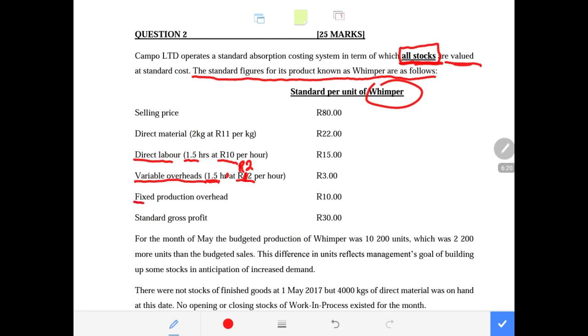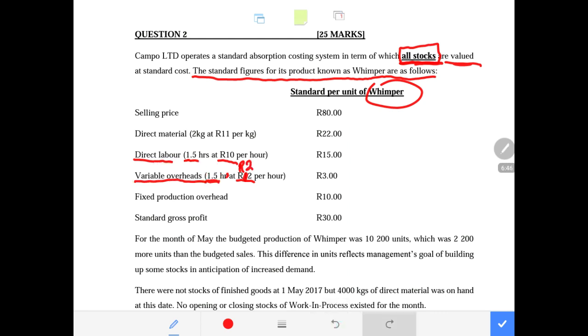Then after, we have fixed production overheads, and that is 10 rand, meaning our fixed overhead is based on production, meaning the fixed overheads are absorbed based on the number of units that are manufactured, but the variable overheads are based on the number of direct labor hours that have been spent. So these overheads are absorbed using the different cost drivers.